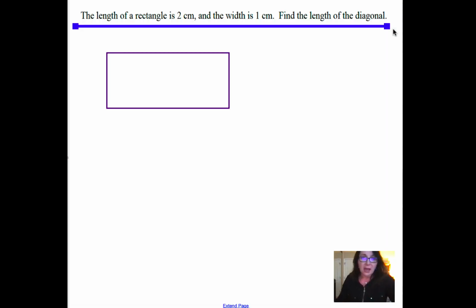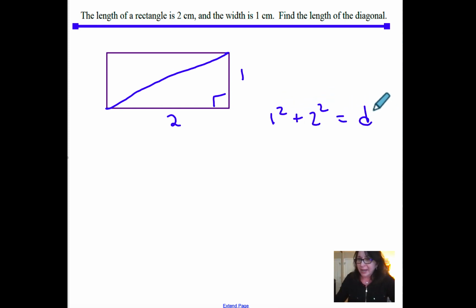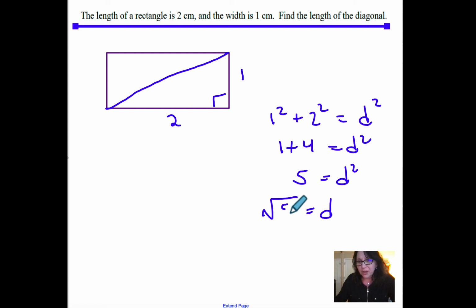Let's get started. First question: the length of a rectangle is 2 centimeters and the width is 1 centimeter. Find the length of the diagonal. With a rectangle, you have a right angle right there, so we're just going to use the Pythagorean Theorem. We're going to say 1 squared plus 2 squared is equal to the diagonal squared. So you have 1 plus 4 is equal to the diagonal squared. So the diagonal squared is going to equal 5. So the diagonal is equal to the square root of 5.